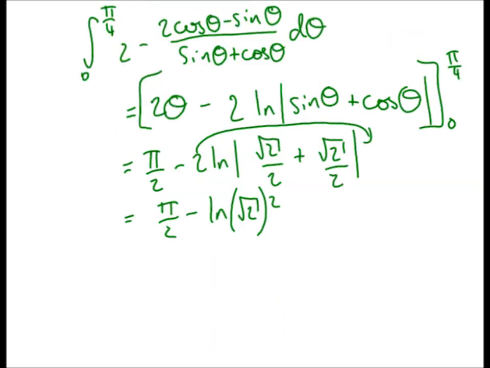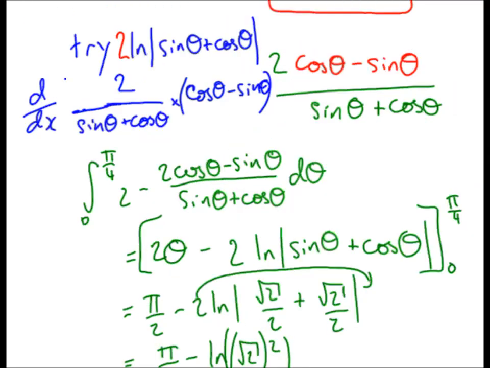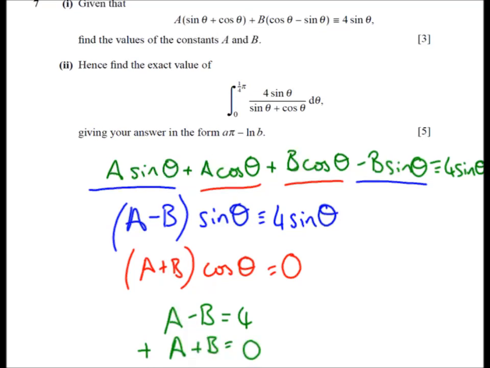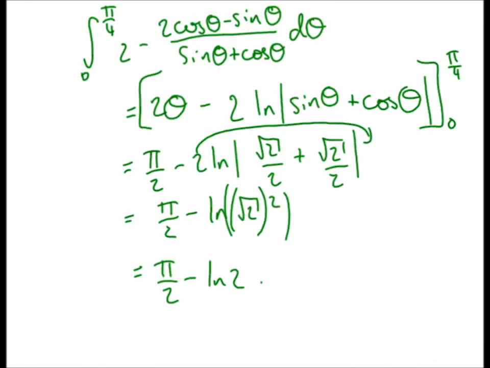And the squared is inside the log. So this is pi over 2 minus the natural log of 2. And if I have a look back at the original question, we wanted a times pi minus the natural log of b. And that is exactly what we've got.